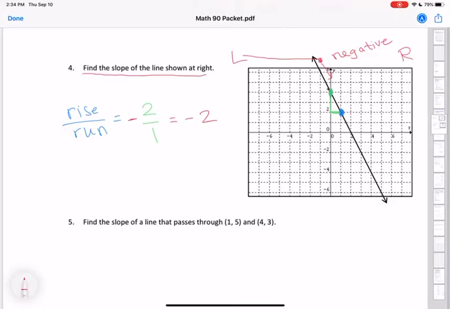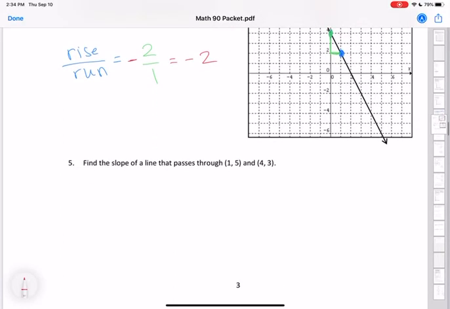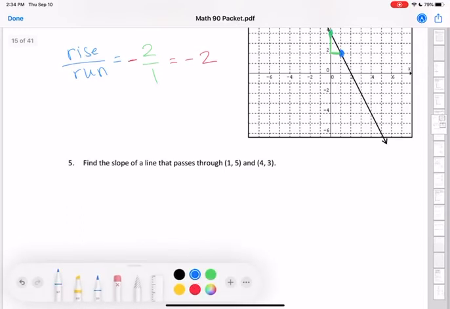Next, we have find the slope of a line that passes through (1, 5) and (4, 3). Now we haven't really talked about a formula yet, but if you're remembering one, you can give it a try. Otherwise, I would recommend just doing a rough little sketch on the side. Go ahead and give that a try. I'm going to sketch it out too.